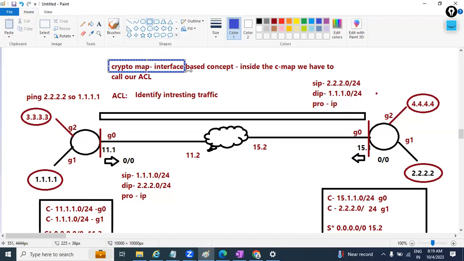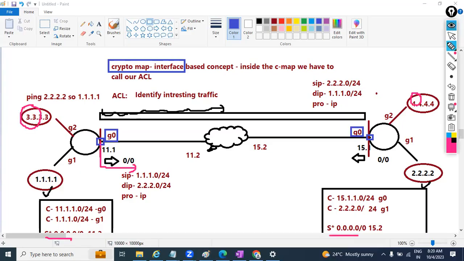Clear? As a network admin, I know I have to configure a VPN between this interface and this interface. So during the configuration, how many interfaces do I have? Z0, 1, 2. So I have to call it on which interface? Z0, and here again Z0.